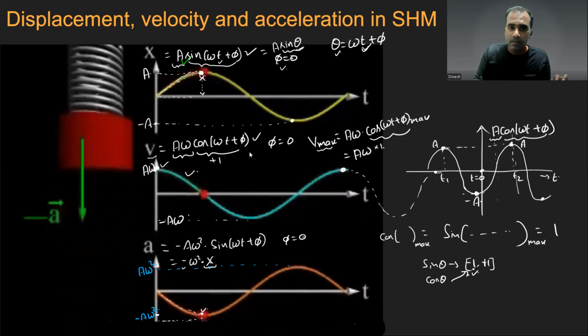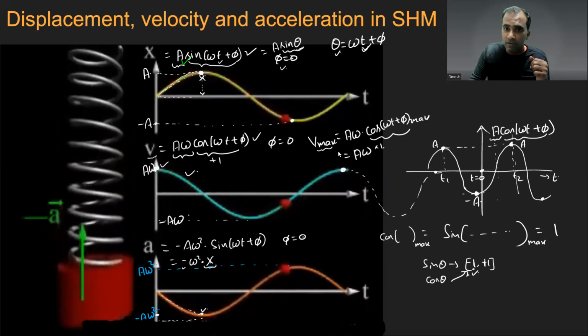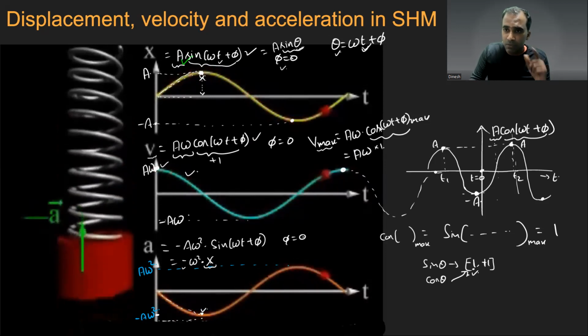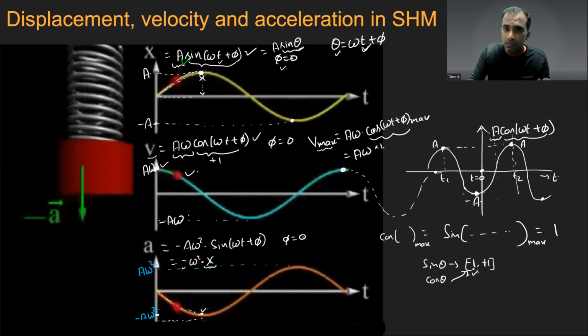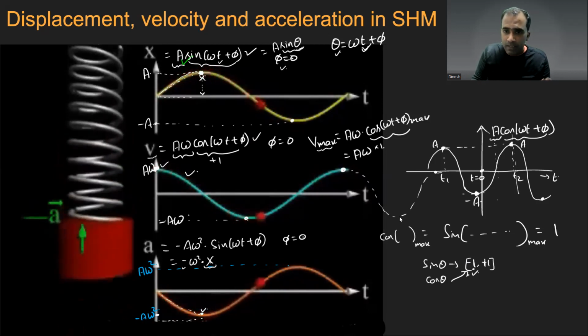And how about here? Similarly, if you want the minimum or negative maximum velocity, put in place of cos the least value possible. What is the least value possible? Minus 1. Put minus 1 and you get A omega into minus 1. That is what you get here, minus A omega.